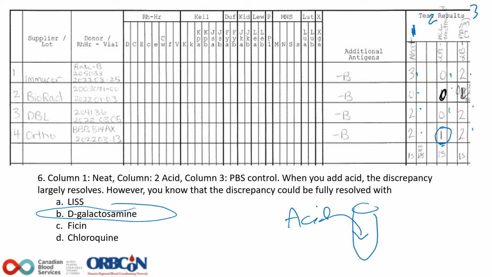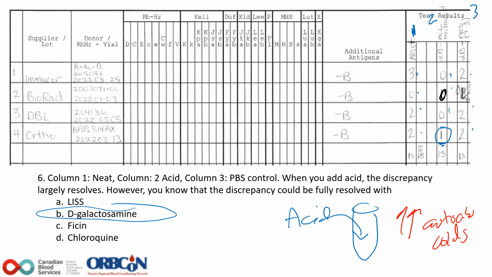And the reason why they did this was, if you're adding acid to your tube, you actually enhance, and I mean you can really enhance, autoantibodies, especially the colds. And so you can have an autoantibody that would normally react only at immediate spin, and now you have it reacting at 37 in IAT because of the addition of the acid. And so the use of galactosamine was actually done to avoid the enhancement of autoantibodies.